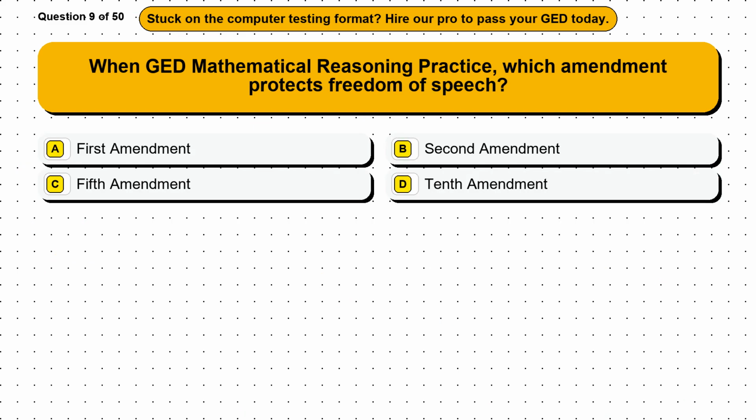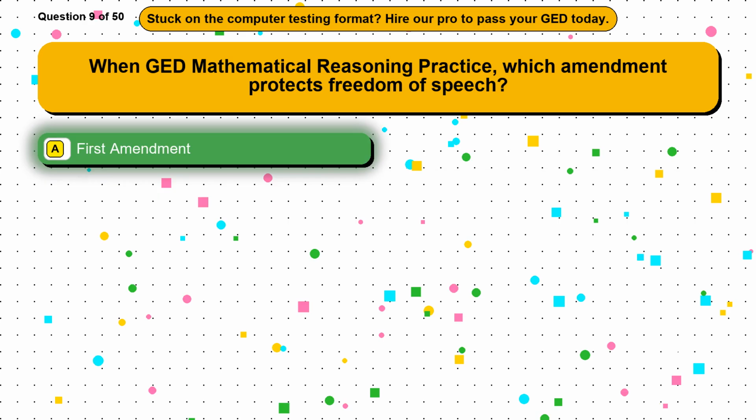Question 9. When GED Mathematical Reasoning Practice, which amendment protects freedom of speech? Option A. First Amendment. Option B. Second Amendment. Option C, Fifth Amendment. Option D, 10th Amendment. The correct answer is option A.